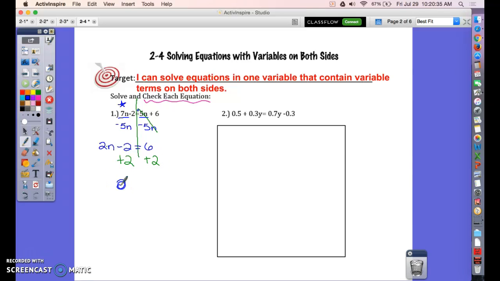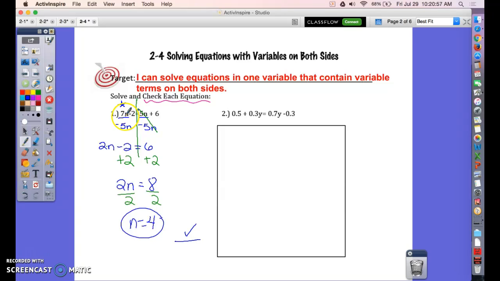Undo the addition or subtraction first. So I have 2n equals 8, and now I would divide by 2 on both sides. I would end up getting n equals 4. You should check this. So if I plug that into my original equation, I'm going to show the first check, but like I said, I don't have time in this video to do them all.